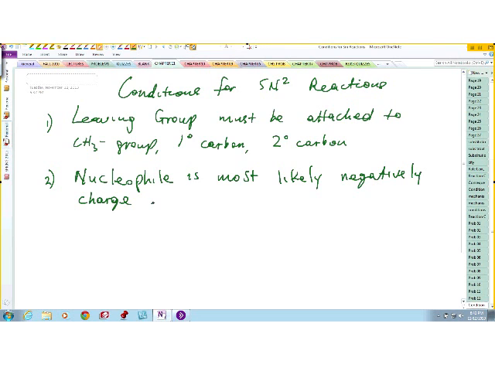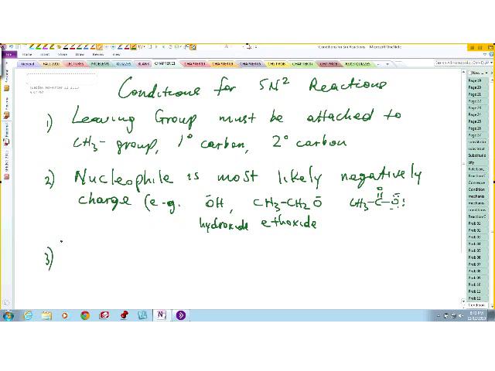Okay, an example would be your hydroxide, your OH group. An alkoxide. That would be an ethoxide. This is an ethoxide. This is your hydroxide. Or it could be your acetate. The point here is, for an SN2 reaction, the nucleophile is most likely negatively charged. Condition number three.